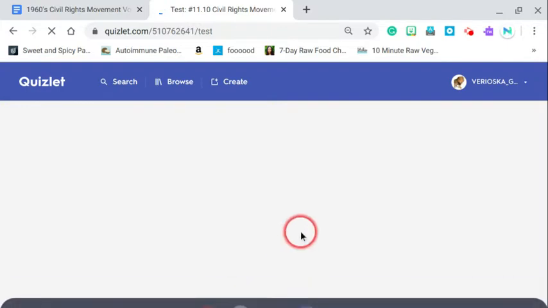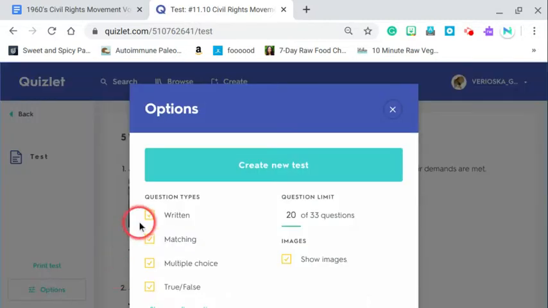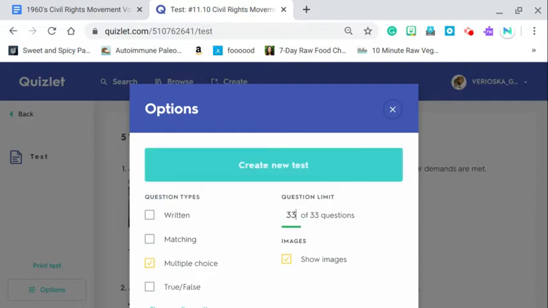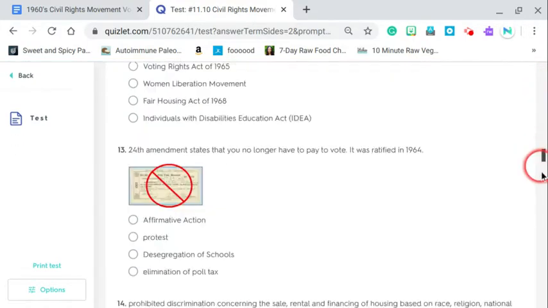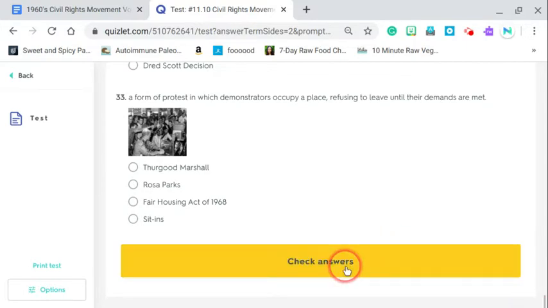And you will go to options and you will pick one of these. So I would pick, let me pick multiple choice. You could pick whichever one you like. Just don't pick written because it marks it wrong. Okay, so you click on create test, and if you scroll down after you take the test and go to check answers.